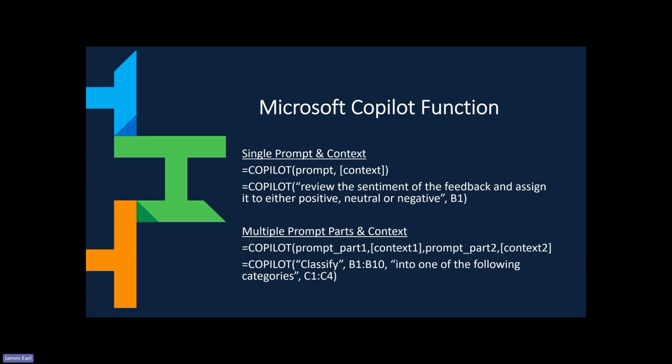You can go more complex with it as well and have multi-part prompts and multiple context windows. So for that, you would enter equals Copilot, which calls the function. You start your prompt, so you ask it to classify a range. So you're essentially saying classify this data, which is B1 to B10, and then you say into one of the following categories, and then you give it the range of categories that you've selected. So you're saying, I want you to take all of the data in B1 to B10 and classify it to one of the options in C1 to C4.